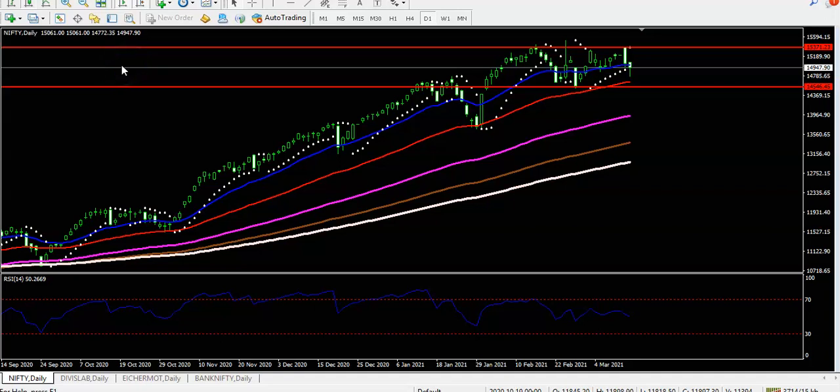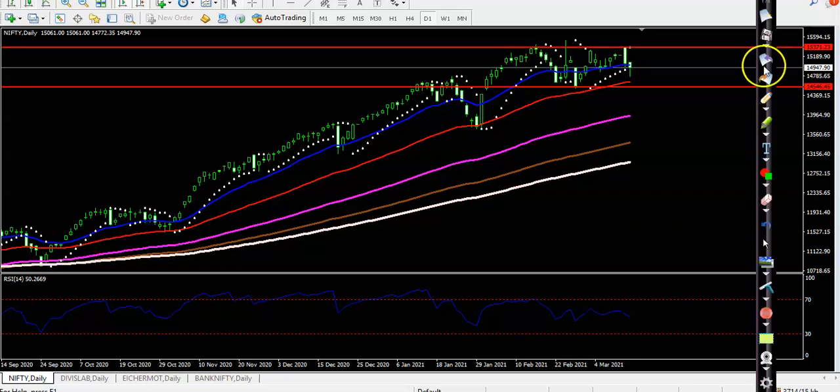Alright guys, this is Nifty and daily chart. As we discussed earlier, the Nifty is running in a range. So this is the actual market range. Here I can see 15,40 is the upper boundary and the lower boundary is 14,500. So this is the lower boundary.